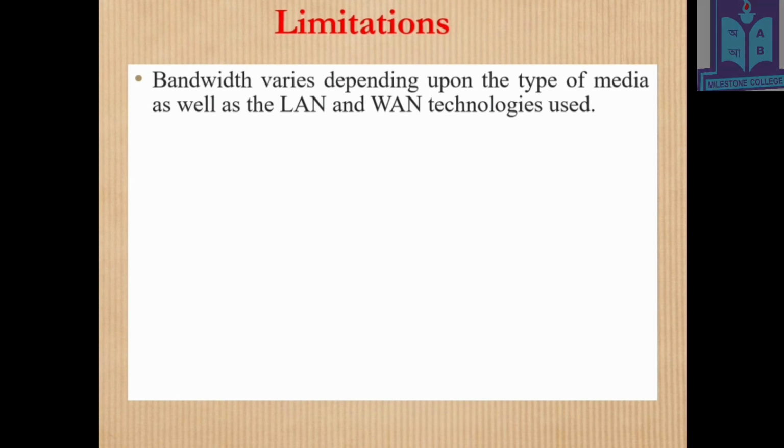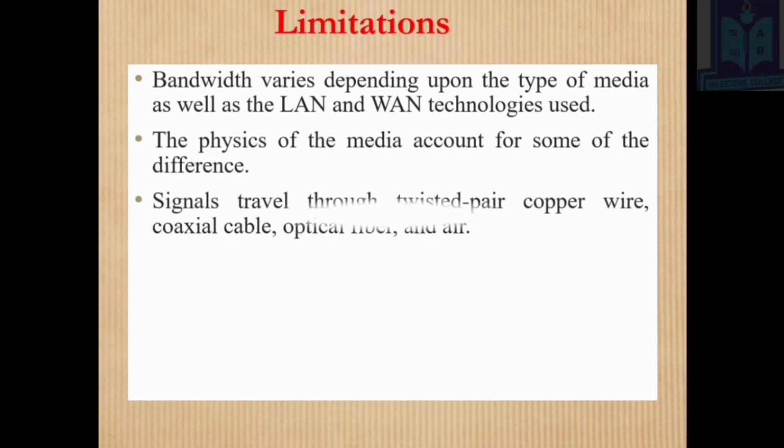The physics of media account for some of the difference. Basically the media we use can be wired or wireless, and the bandwidth we get in our regular use depends on it. Signals travel through twisted pair cable, wire, coaxial cable, optical fiber and air. This is a limitation. By which medium you receive or send data is a very crucial thing.